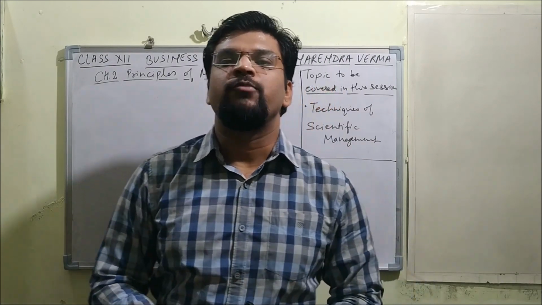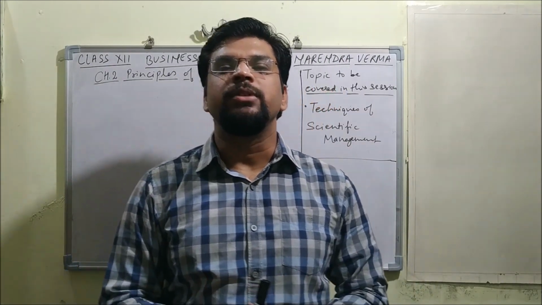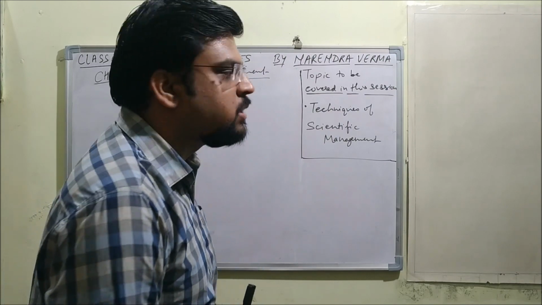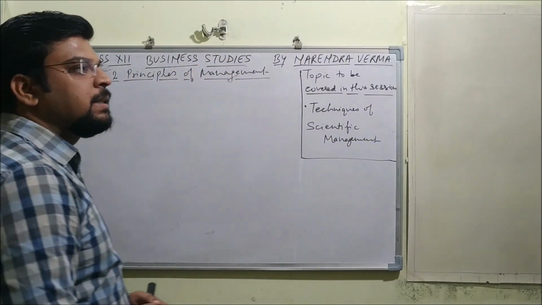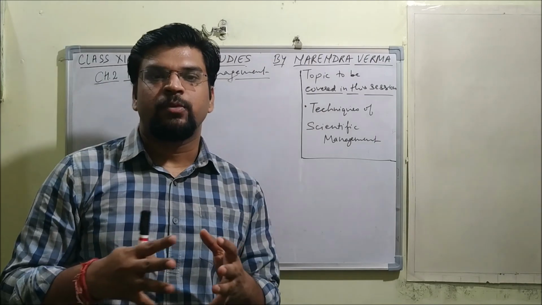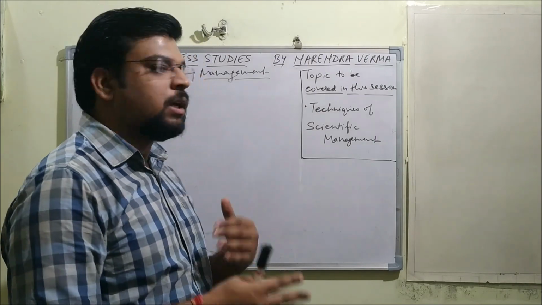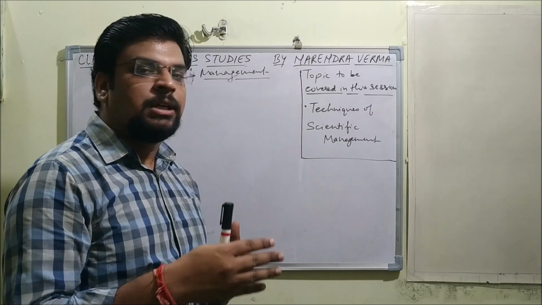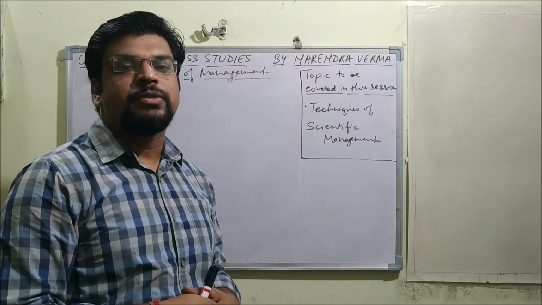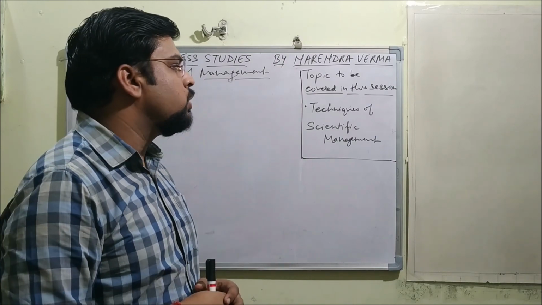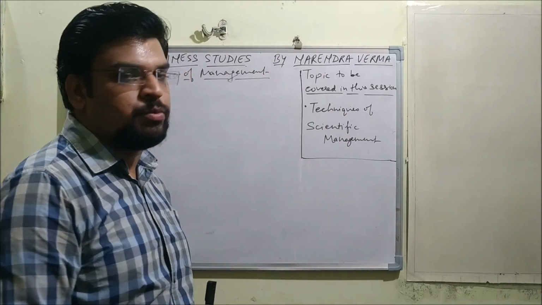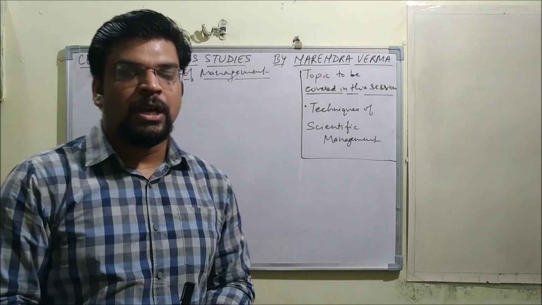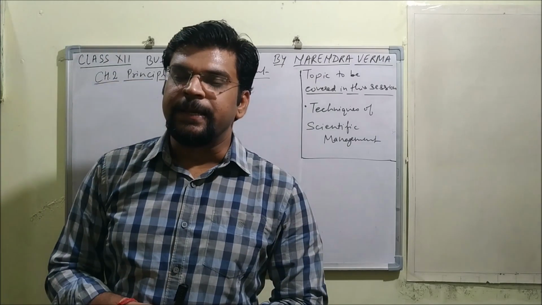As you know, we have been dealing with chapter number 2 in Business Studies for Class 12 CBSE syllabus, that is Principles of Management. As of now we have covered the concept of scientific management in an earlier video, as well as the principles of scientific management. Now in today's session we are going to talk about techniques of scientific management by F.W. Taylor. Let me tell you something about these techniques.